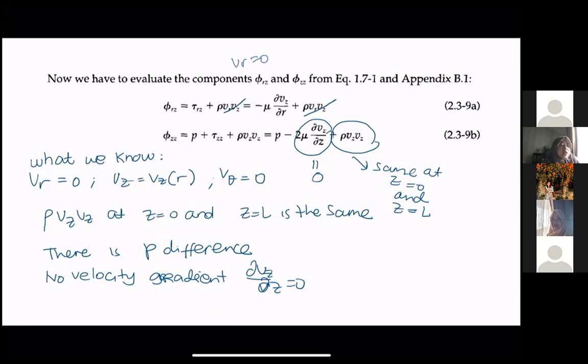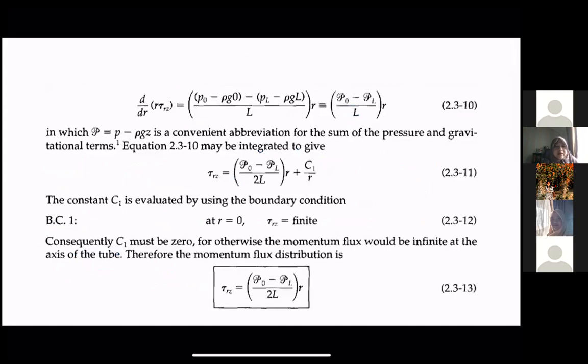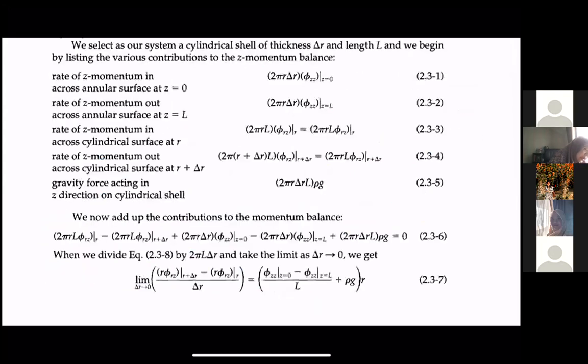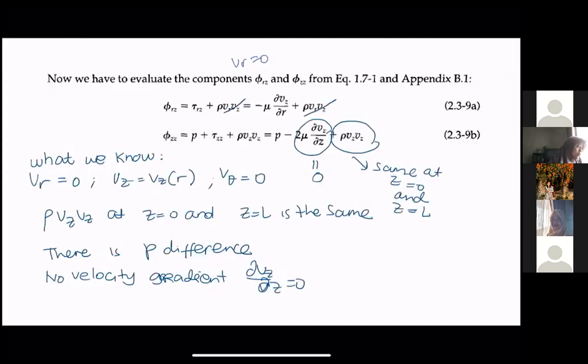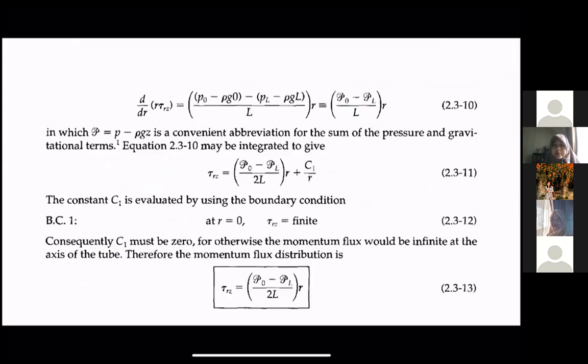Right, now after that, the next step is to put the description of this C back into the momentum balance. Maybe I should rewrite that one. Yeah, so this one. Okay, let me try to rewrite. Maybe I can open the book so I can rewrite that for you.